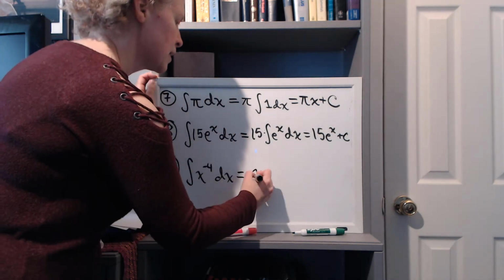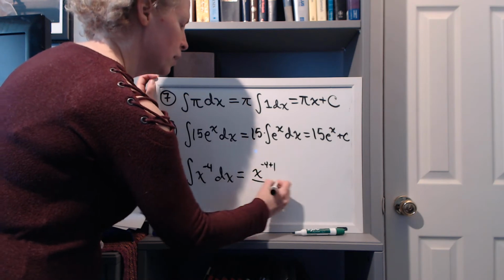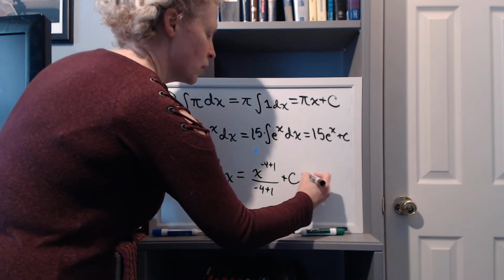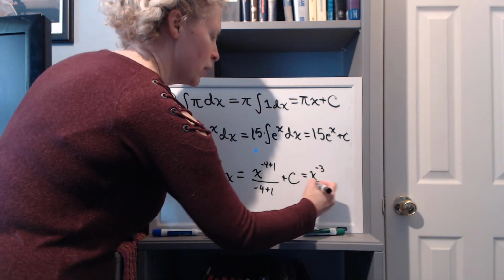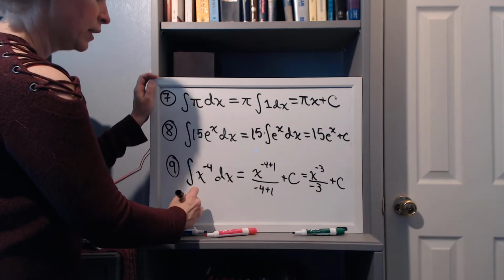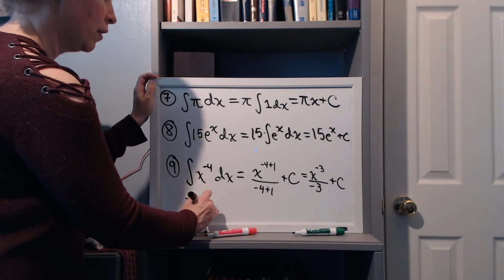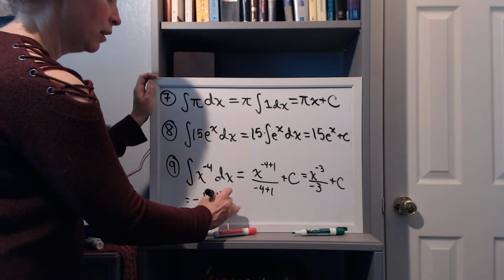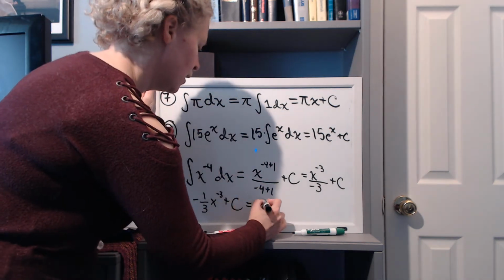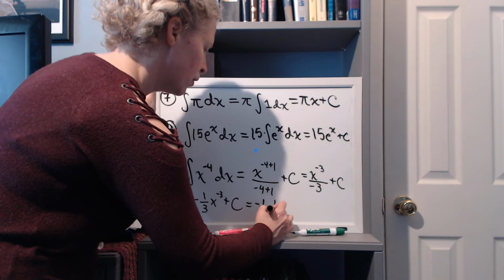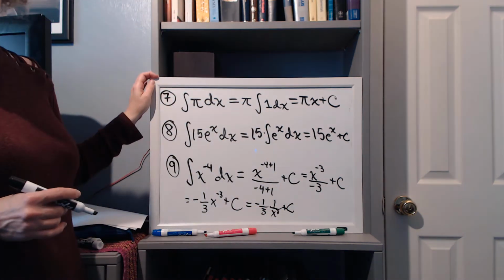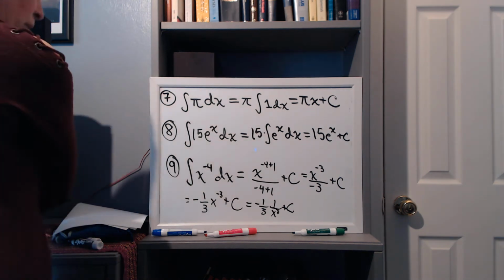So we're going to get x to the negative 4 plus 1 over negative 4 plus 1 plus c. So this will give us x to the negative 3 over negative 3 plus c. So I'm going to rewrite this as negative 1/3 x to the negative 3. That is one way we can rewrite it. We can also rewrite this as negative 1 over 3 times 1 over x cubed plus c. And that really looks terrible, so I'm going to rewrite that.